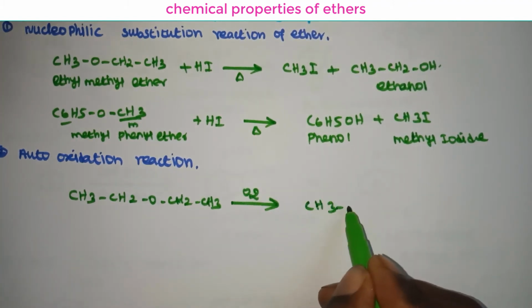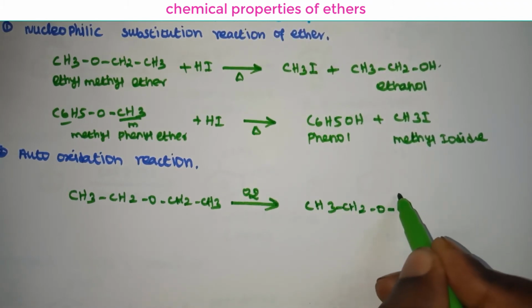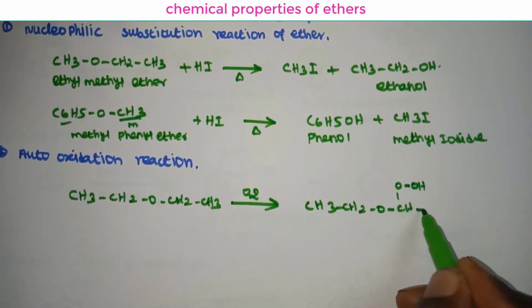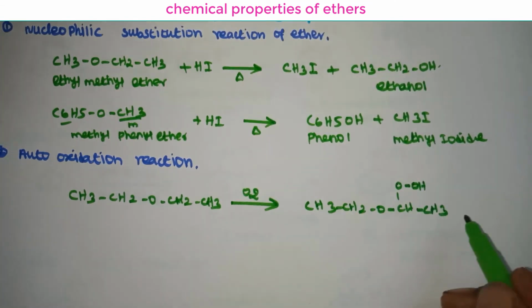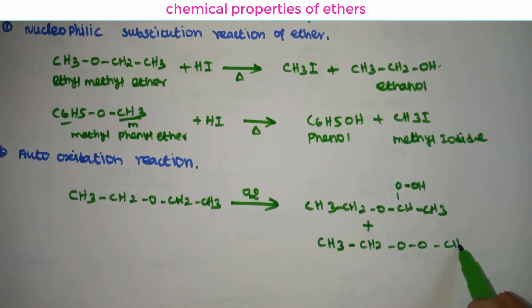CH3CH2OCH, this is hydroperoxide, and another molecule, diethyl peroxide, formation takes place. Name of this compound is diethyl peroxide.